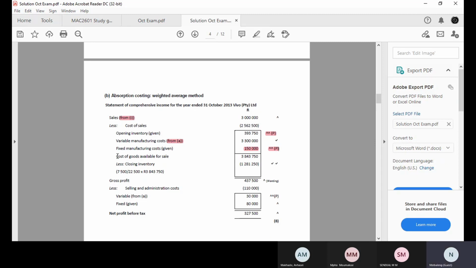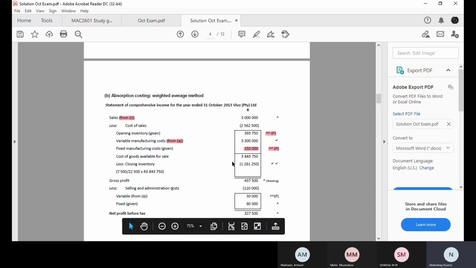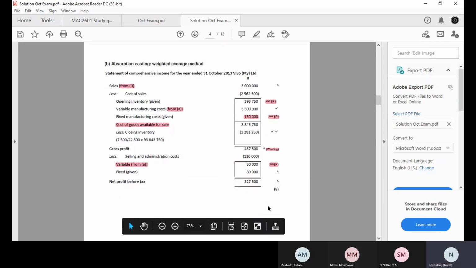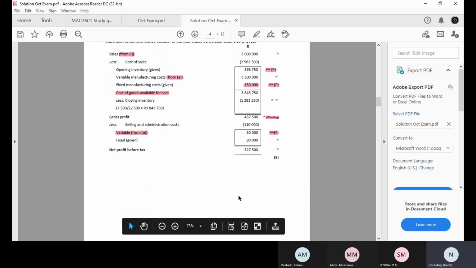And then I'm just looking at the time, I'm going to close it faster. Cost of goods sold, you get it. Then your closing inventory, it's all about apportionment. So it's the 7.5 that you calculated from A, the 22, which we also saw from A. All you're doing is apportioning your cost of goods sold. Then you get your 2 marks. And then your gross profit, you write it down. You get a wording mark for that. And you say less your selling and admin cost. You say variable from A and fixed is given. And for showing that you took that into account, you get a principal mark. And then you get your 8 marks.